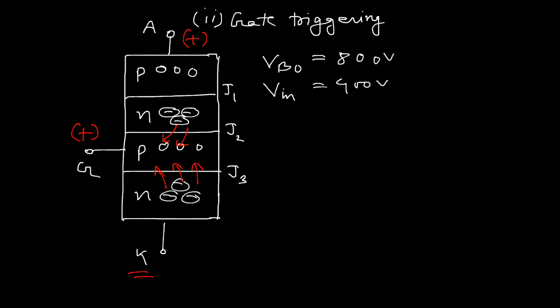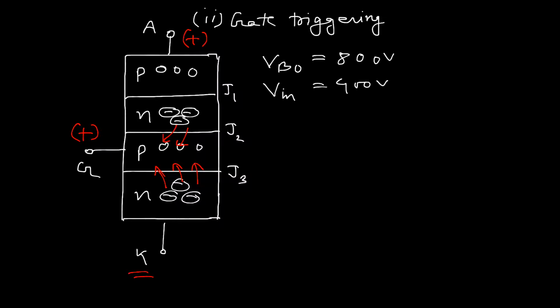That means the electron density increases across the gate terminal as well as the P layer. Okay, if the electron concentration increases, that means the density of the majority carrier across the junction J2 increases. That means the depletion layer of the junction J2 should decrease.